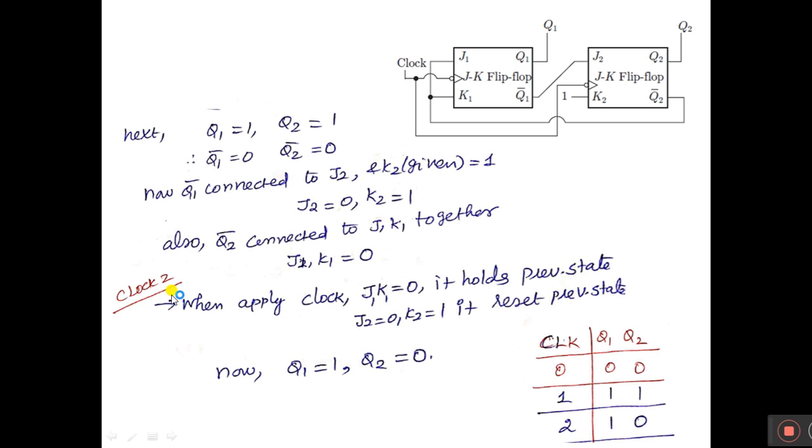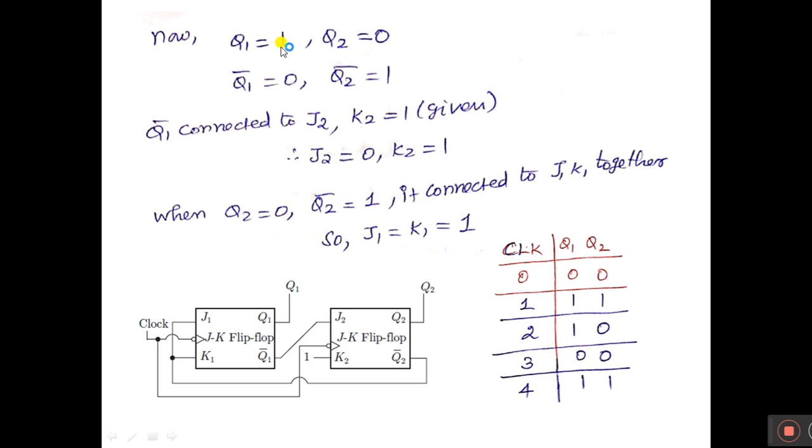Now I apply clock 2. Second clock if I apply, as per property of JK, if J1 K1 equal to 0, it holds previous state. So it holds previous state means already 1 is there, the same thing it holds. Next, J2 0, K2 1, that means it resets the previous value. So now Q2 becomes 0. So after applying second clock pulse, I am getting 1 0. Got it?